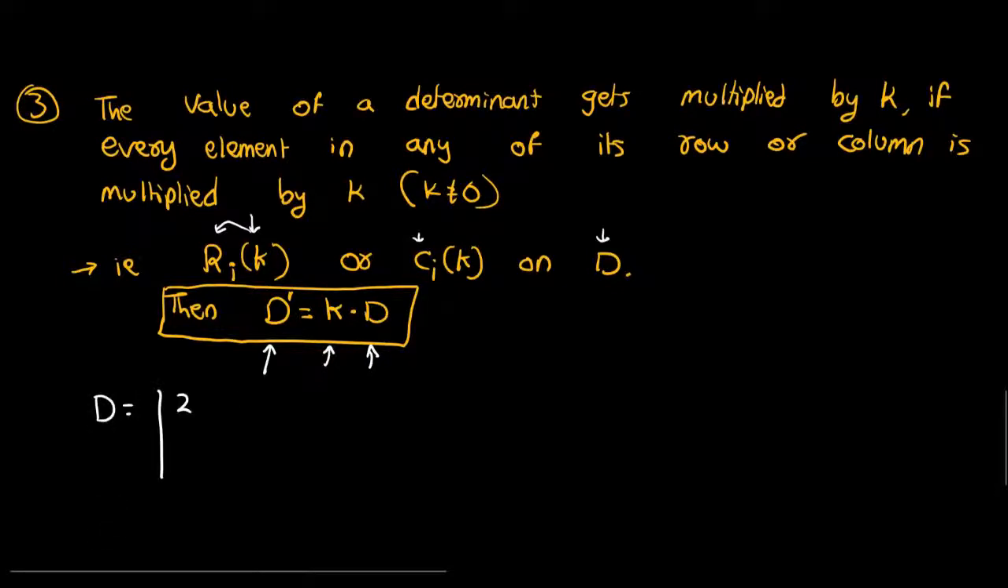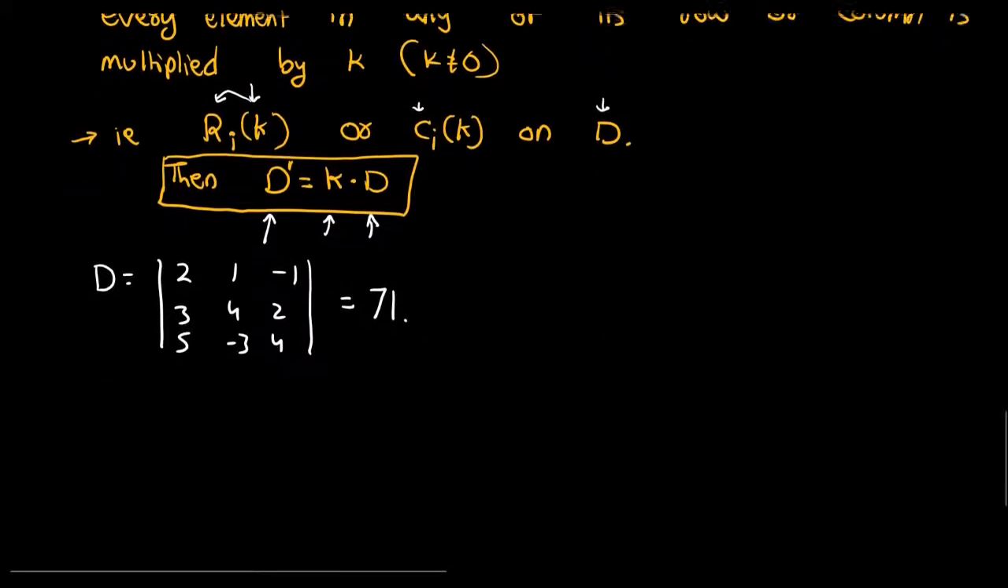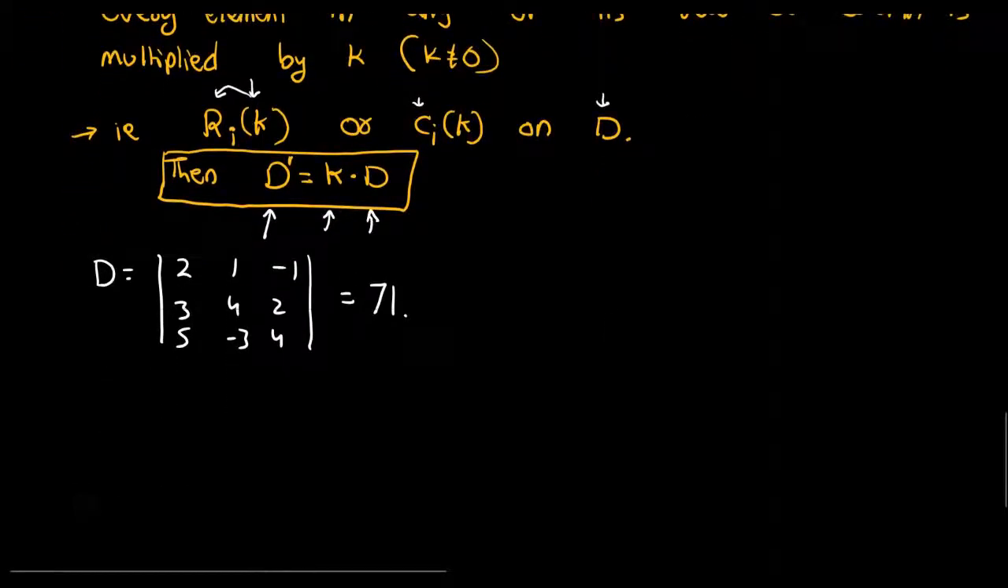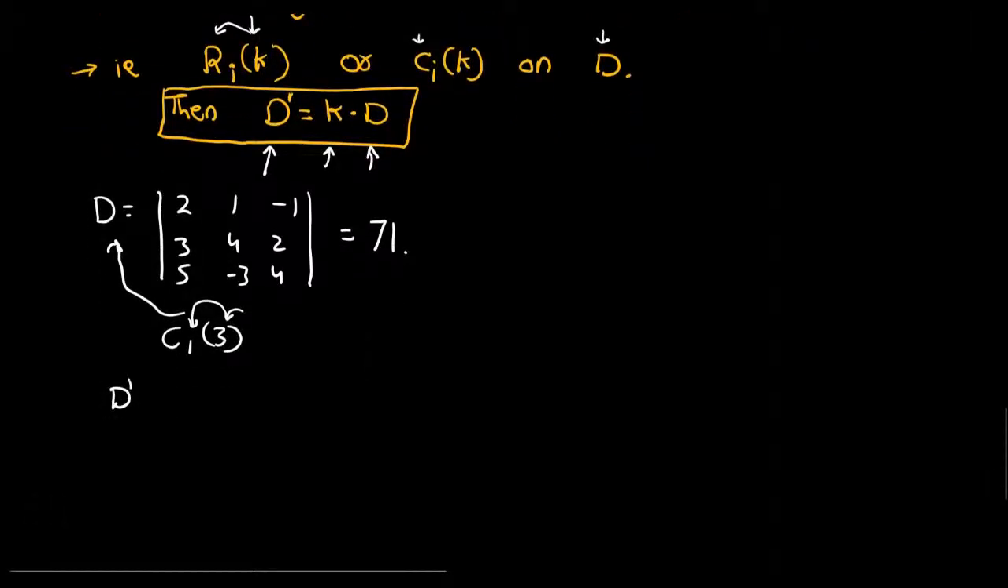In our previous example, we considered this determinant where the values are 2 1 minus 1, 3 4 2, 5 minus 3 4. The value of this determinant that we got earlier was 71. Now let us prove this property of a determinant. Let us perform an operation C1 by 3. What does it mean? We are going to multiply the value 3 with column 1 of our original determinant, right? So our new determinant becomes what? We multiply column 1 with 3, so we get 2 times 3 is 6, 3 times 3 is 9, 5 times 3 is 15, and the rest of the values remain the same.